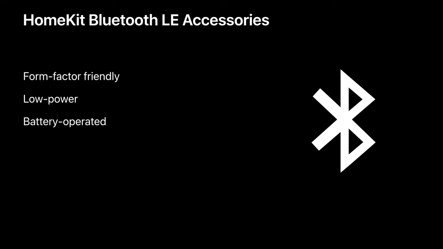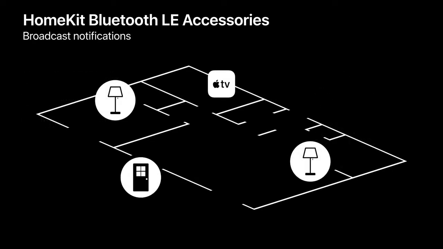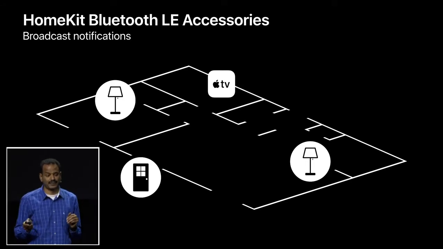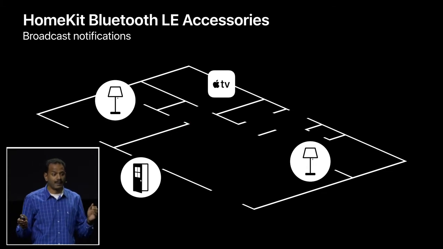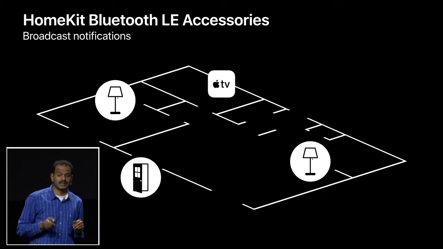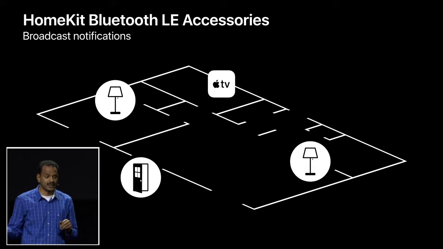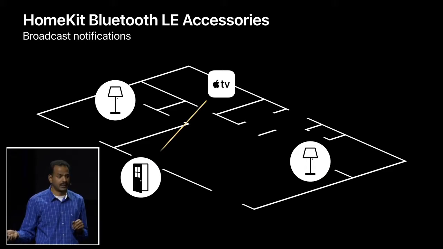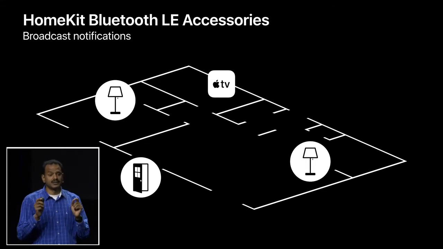Now, let's see how Bluetooth notifications work in iOS 10. In iOS 10, when an accessory state changes, it triggers a state change notification. The Home Hub, Apple TV in this case, picks up the state change and then establishes a secure communication with the accessory to determine what state has changed, and then triggers the automation.